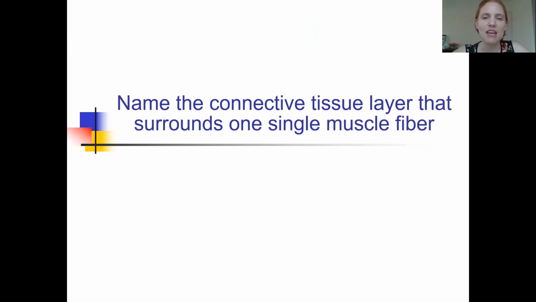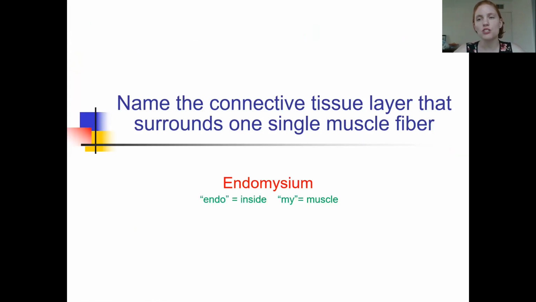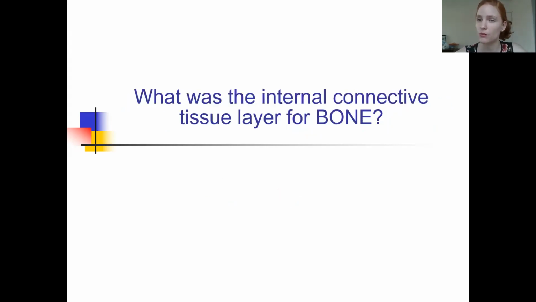Okay, so what was the name of that connective tissue layer that surrounded a single muscle fiber? So just one cell. Innermost cell would be an endo. Endo means inside. Mysium is muscle. So endomysium, around one single cell, one single muscle fiber. Now, when you think about this, I want you to relate this information that you learned back to bones, right? Because you're going to see some similarities there.